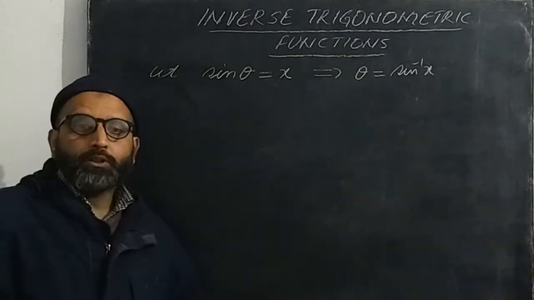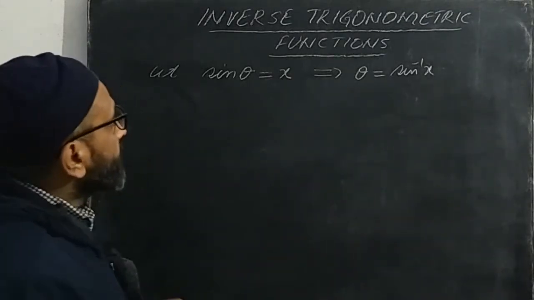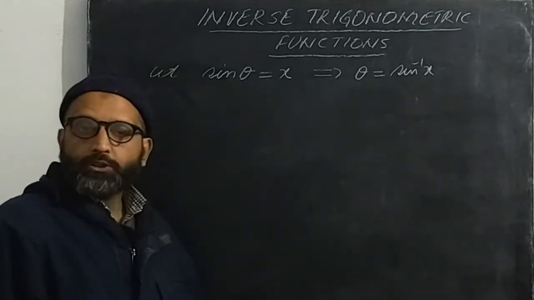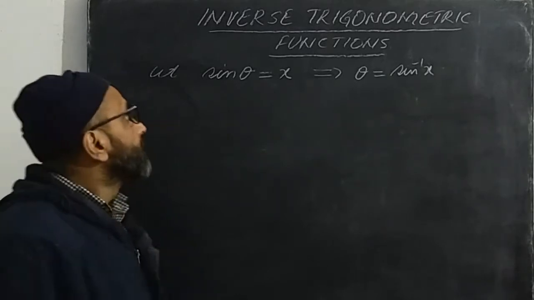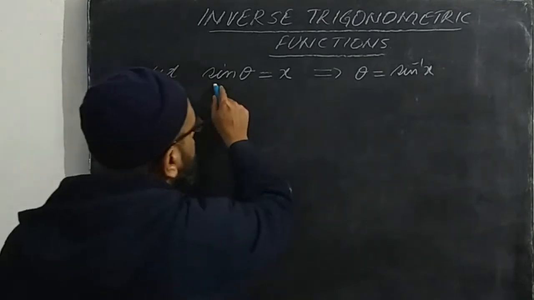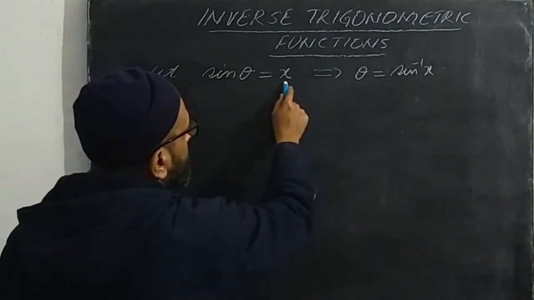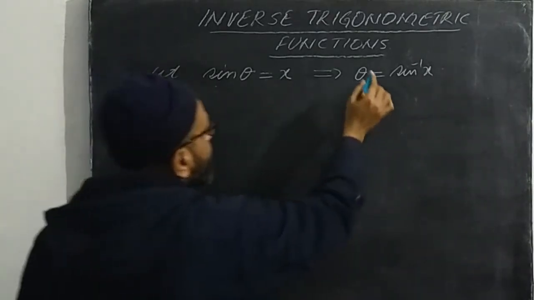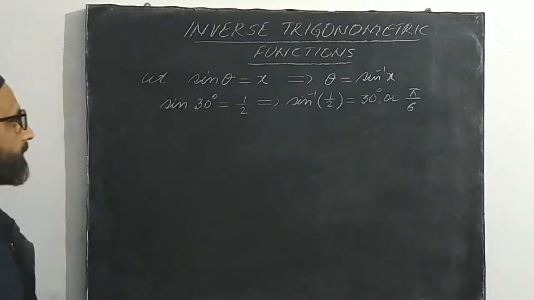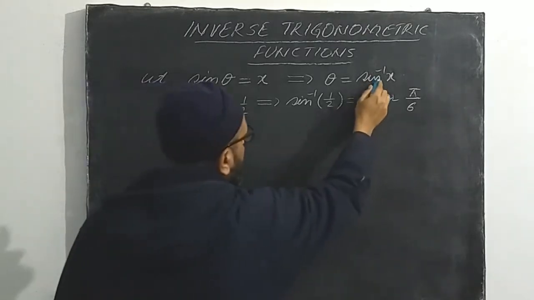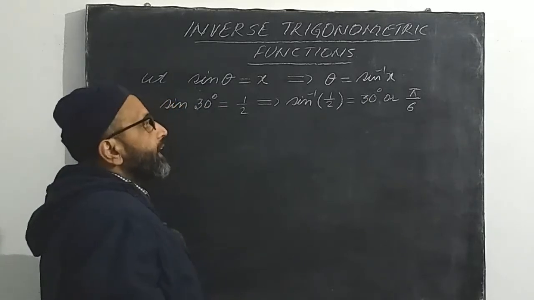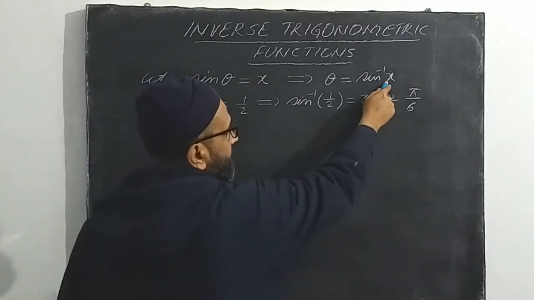Today we will talk about inverse trigonometric functions. So what is an inverse trigonometric function? Let sine theta be equal to x. Then theta is called sine inverse x. So basically sine inverse x means that angle for which sine has the value x.